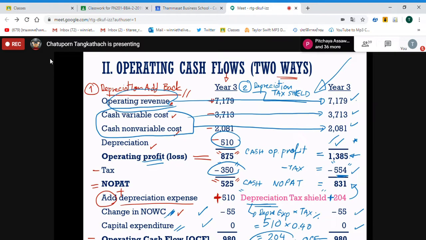Is it okay? So both can be used, right? Yes, both can be used. You are correct. If not, the question must specify that you must use the depreciation tax shield method or you must use the depreciation add back method. If not, you can use either of them.